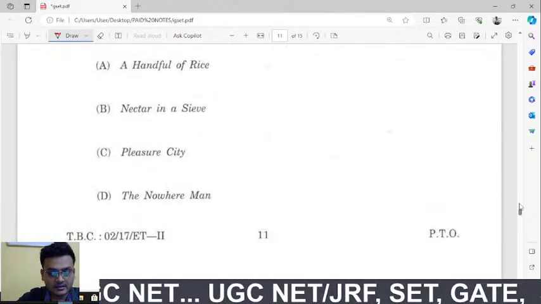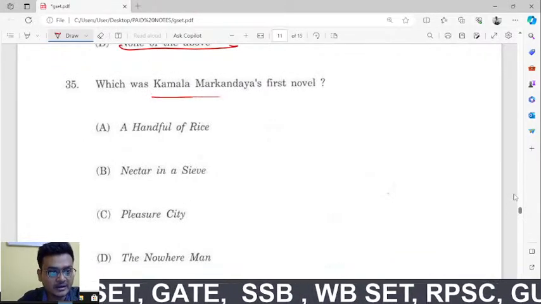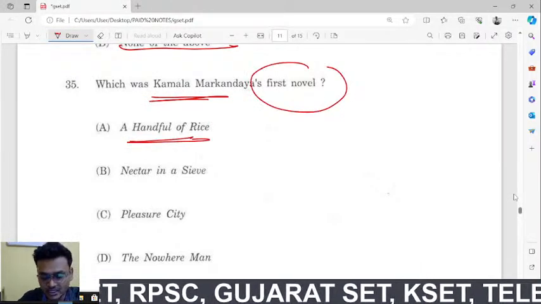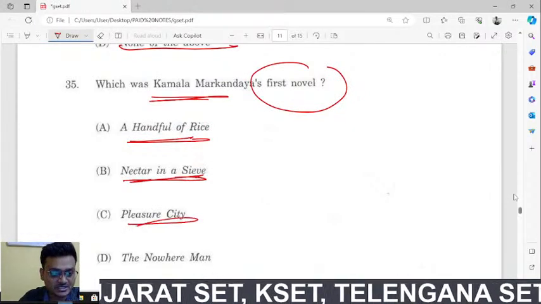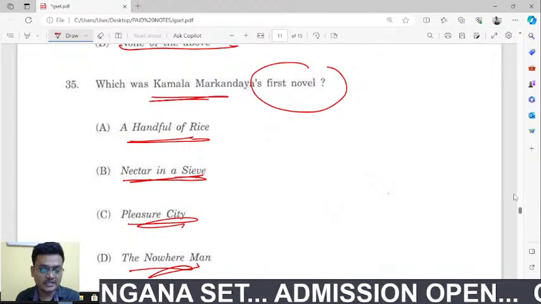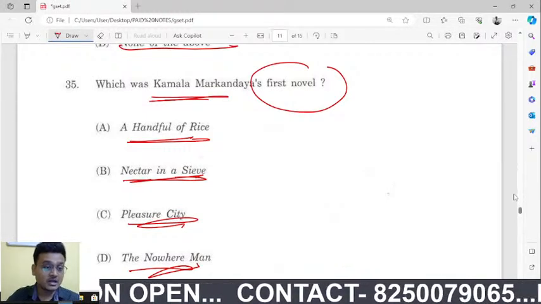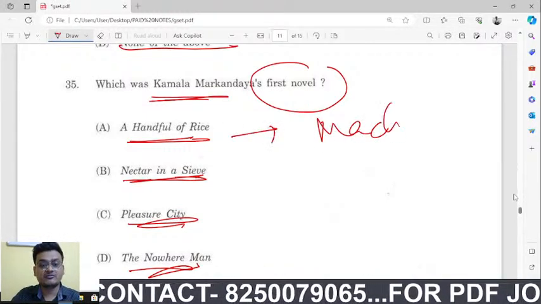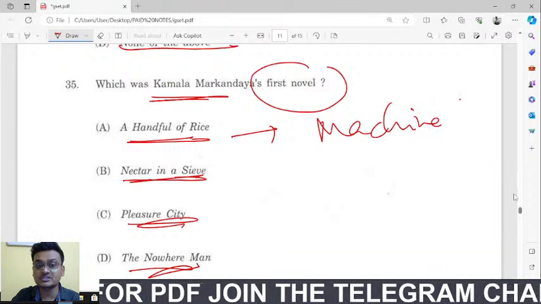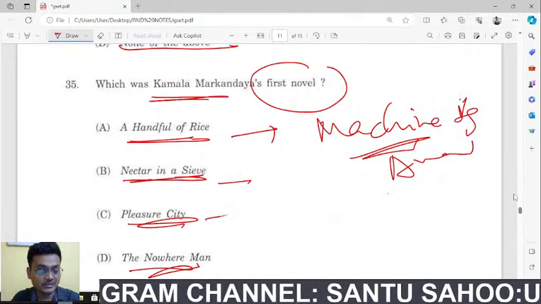These are all novels by Kamala Markandeya. Kamala Markandeya's first novel, A Handful of Rice, where the character Anant appears. Nectar in a Sieve, Possession, Some Inner Fury. Tell me, which is the first novel? In A Handful of Rice, there is a character Anant, talking about the machine age.